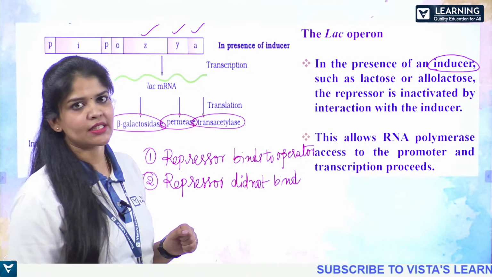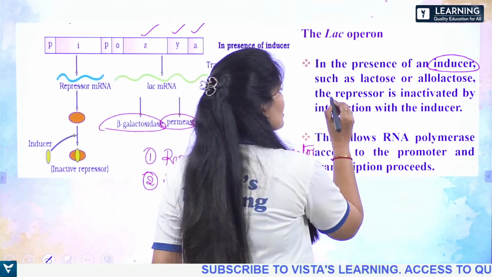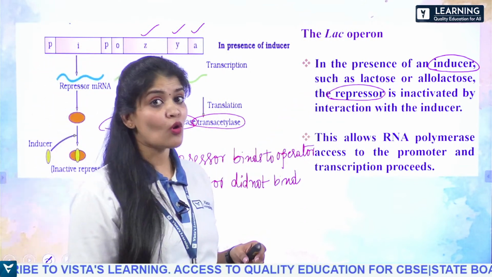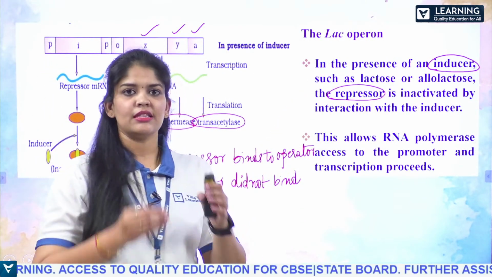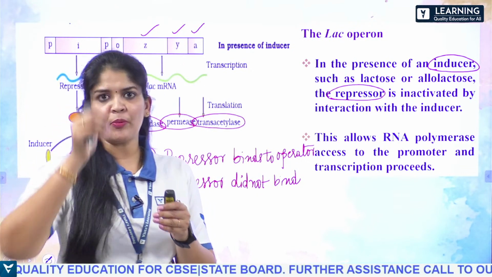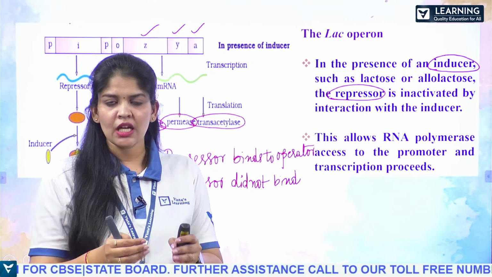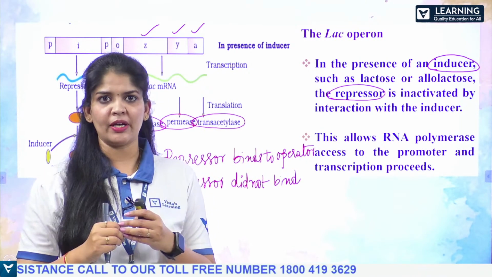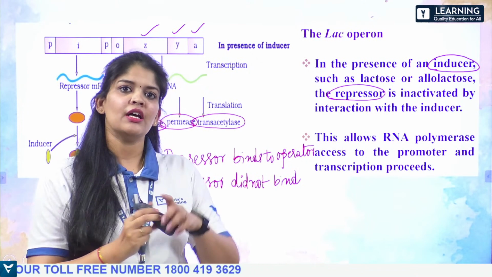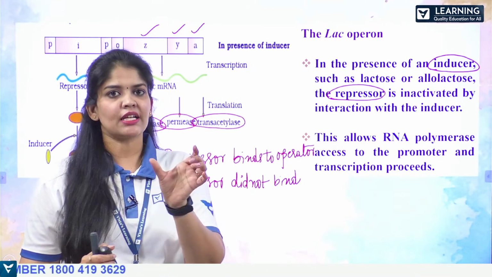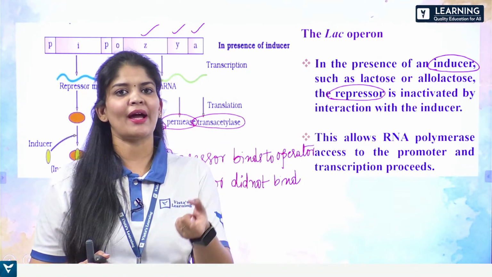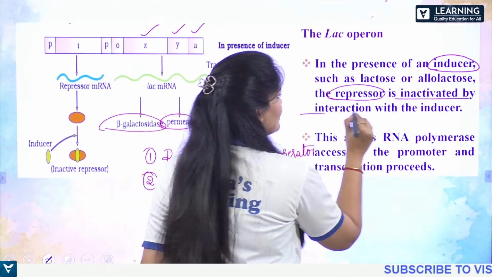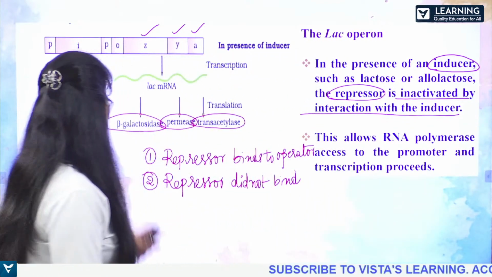So in the presence of an inducer such as lactose or allolactose, the repressor is inactivated. If the inducer is not there, the produced repressor is going to bind to the operator. But now this repressor is not free to go and bind to the operator. Before that happens, the repressor has been inactivated by binding with the inducer. Repressor is inactivated by interaction with inducer.